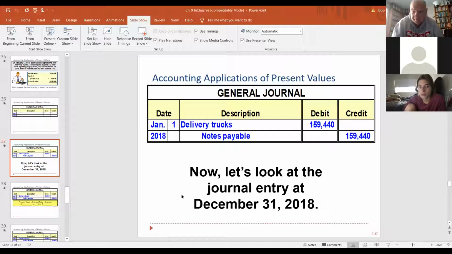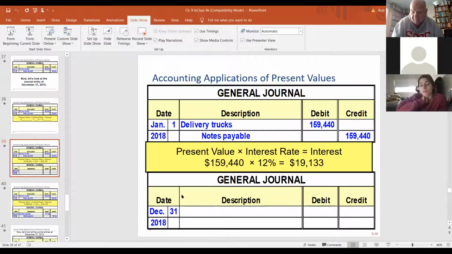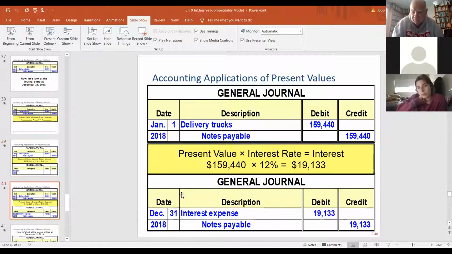We're going to take that 159,440 and multiply it by the interest rate, which is 12%. And that's going to be our interest expense for the first year. Look at the credit, notes payable. That means after the first year, the present value of the note has gone from 159,440 to 178,573.